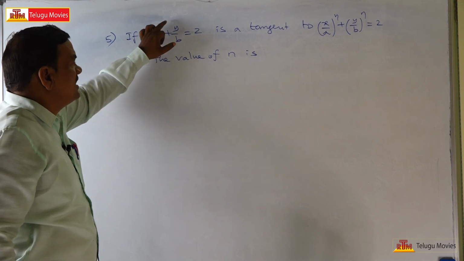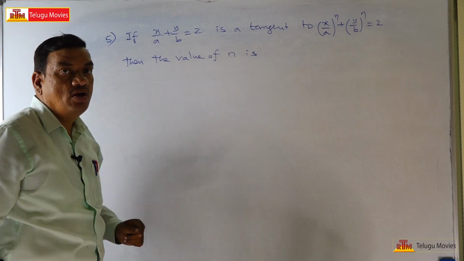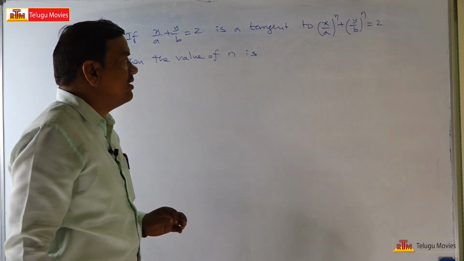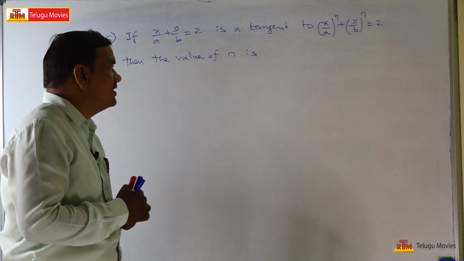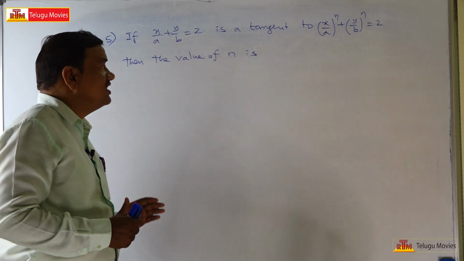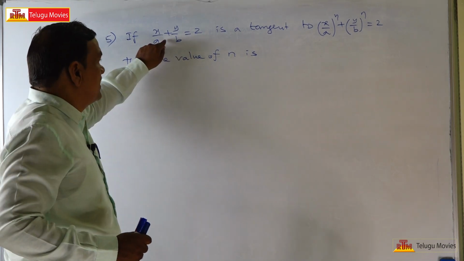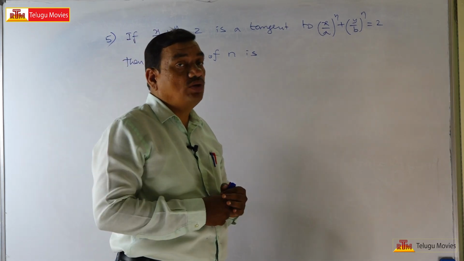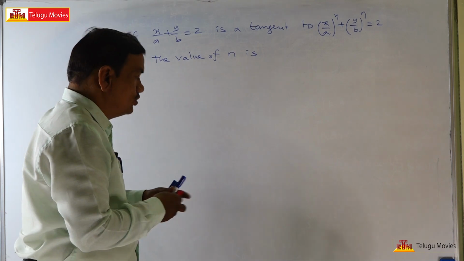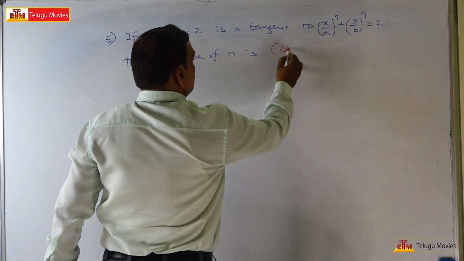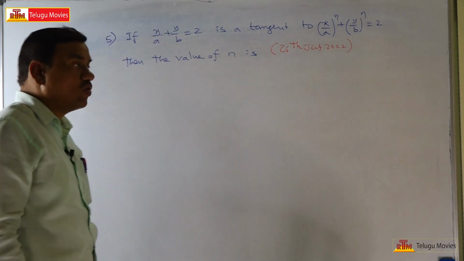If x/a + y/b = 2 is a tangent to the curve (x/a)^n + (y/b)^n = 2, then the value of n is... The options are also given. The question is: for what values of n will the given line become a tangent to the given curve? That is the problem. This was asked in the 26th July 2022 Mains examination for 4 marks.